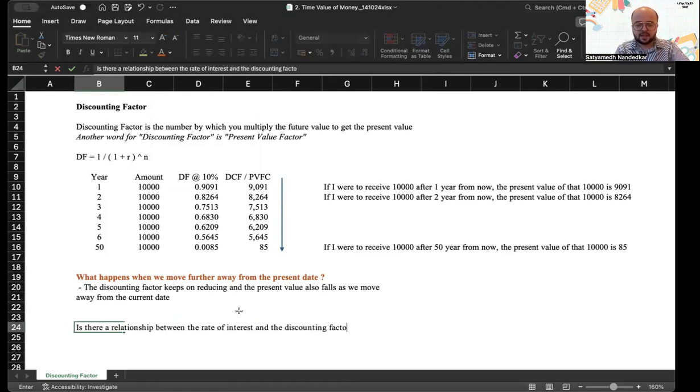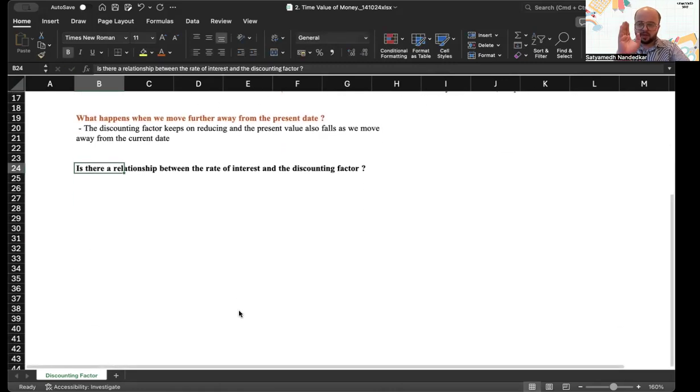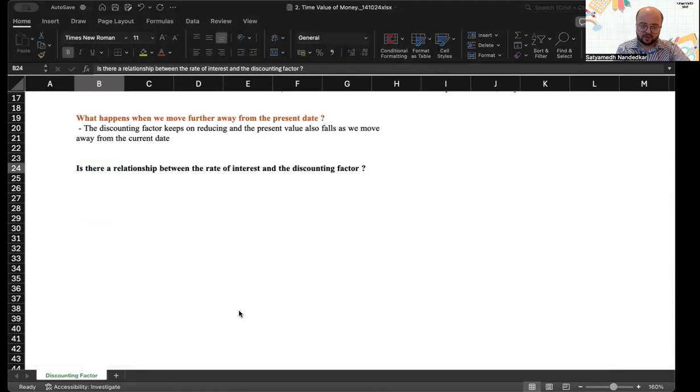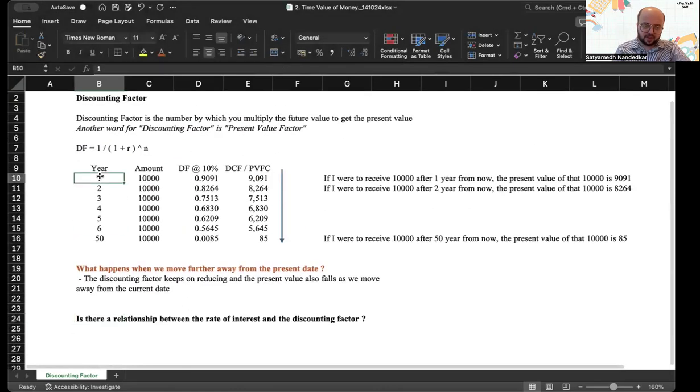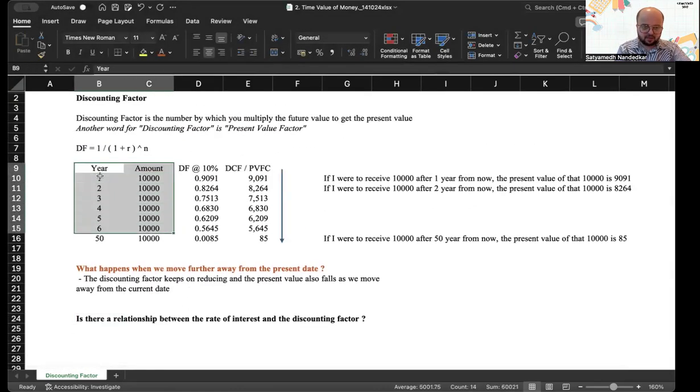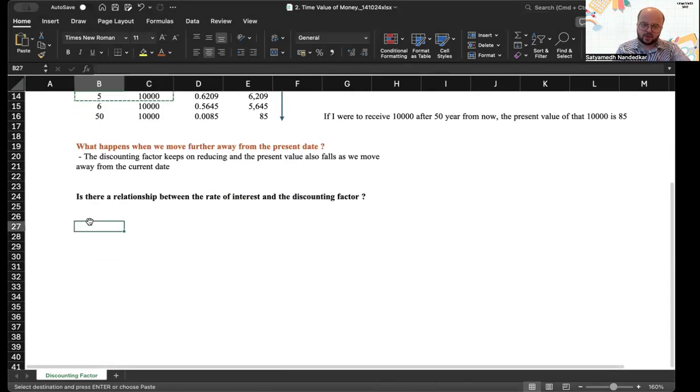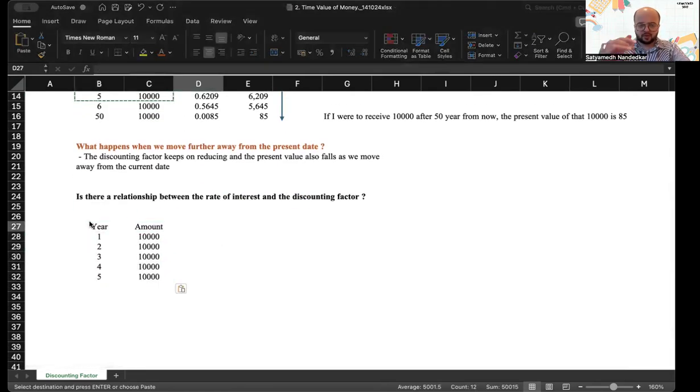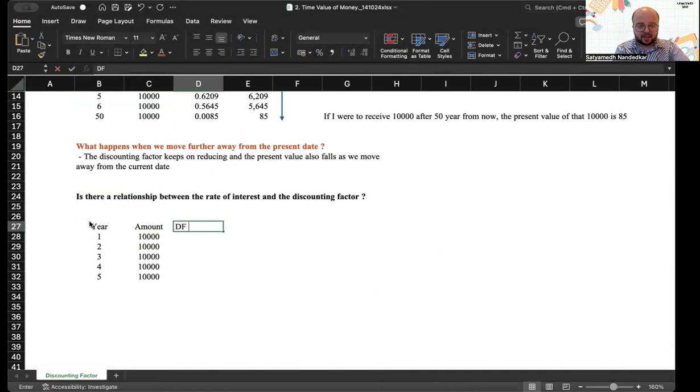Now, for this, I would want you to look at this calculation with a couple of different rates of interest. So we'll copy down this part, let's take year 1 to year 5. Let's not add too many years in this. Discounting factor at the rate of 10%.